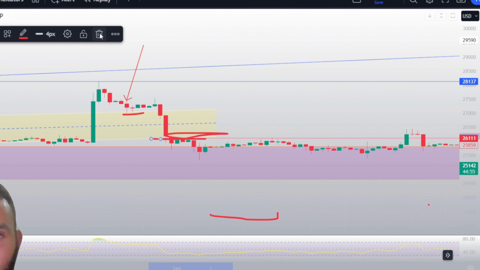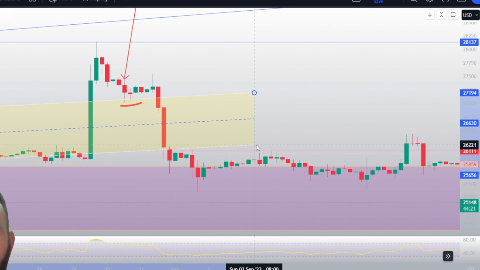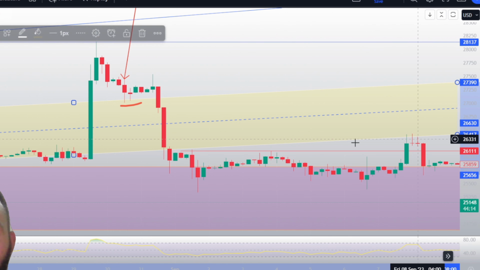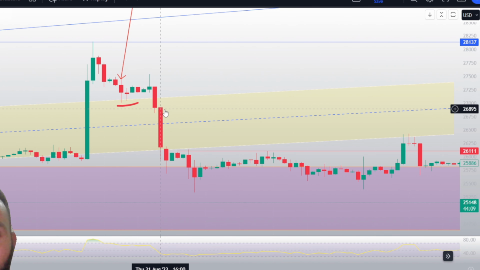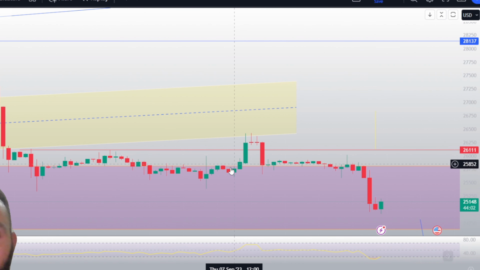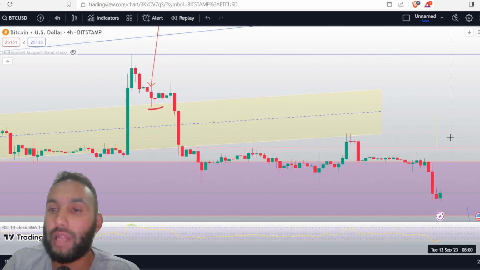You see that, guys? I'm not joking around. Watch this. If we extend the channel, because that is what you do, you extend this channel to keep everything intact. So what is going to happen? I'm just extending this channel, still respecting this area as resistance and this area as support. If you extend it, you will see that even this pump could not go back into the channel, which is an indication of weakness.